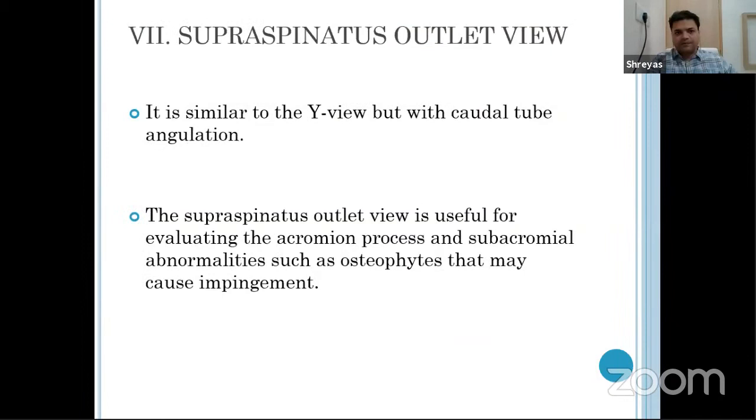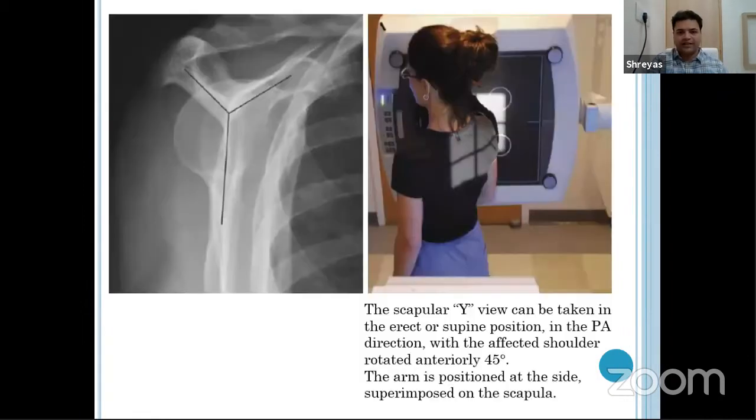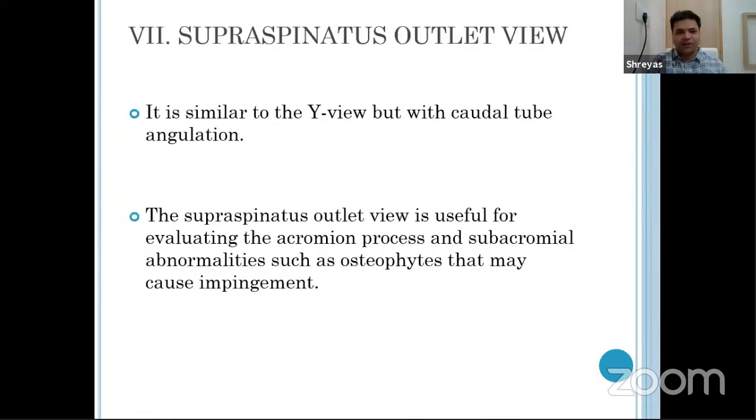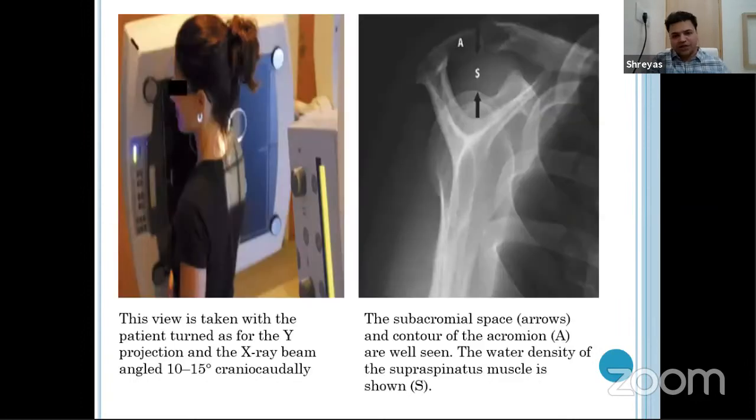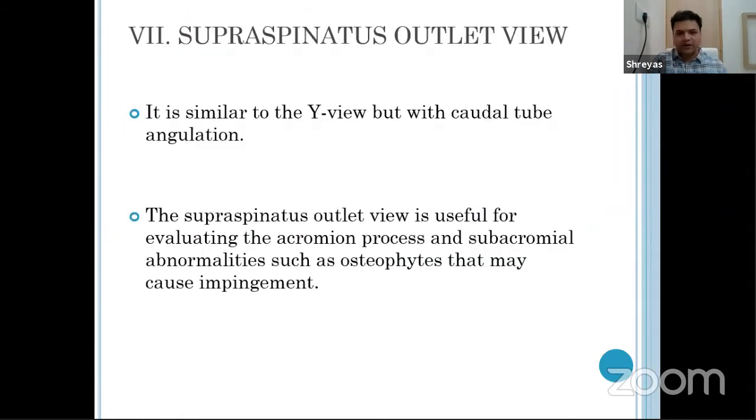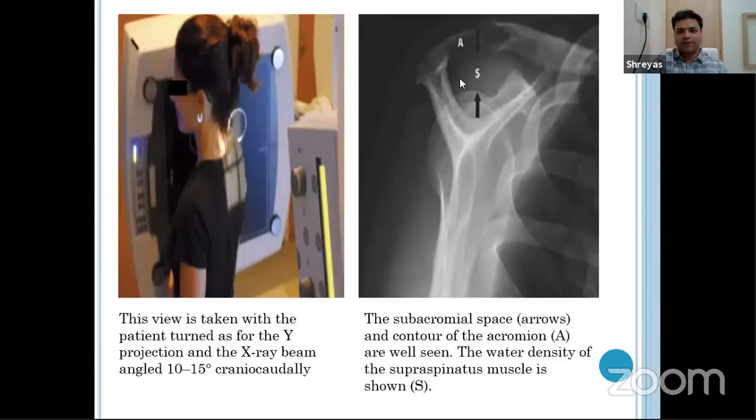Then there is the supraspinatus outlet view. It is basically a modification of the Y view. The position of the patient is similar to that of the scapular Y view, but in this view, the X-ray beam is angled 10 degrees caudally to visualize the subacromial abnormalities and acromion process. As we can see over here, the outlet of the supraspinatus and the acromion process can be visualized very clearly.